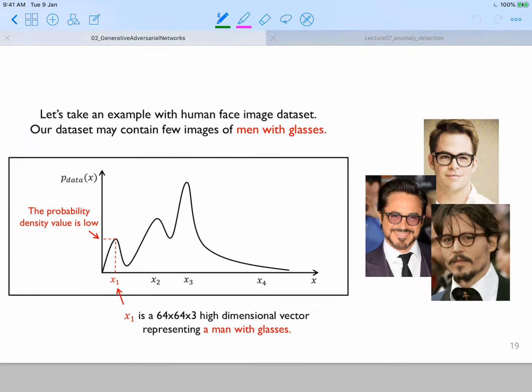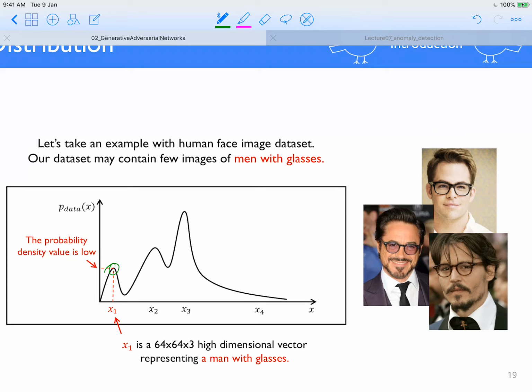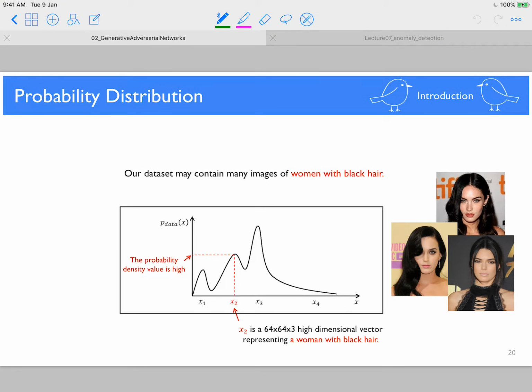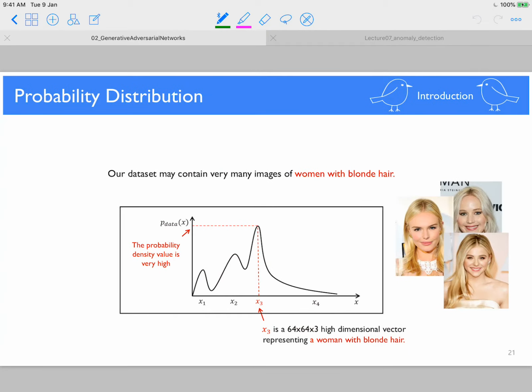Okay, and then in this case we have some relatively dense region that can generate our data with a high probability. Okay, in this case it can correspond to those men images with the glasses. Okay, and then maybe some other dense regions where the data can be generated relatively frequently, and it may correspond to the women with the black hair, and then maybe women with the blonde hair, right?